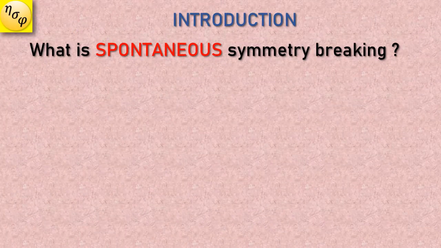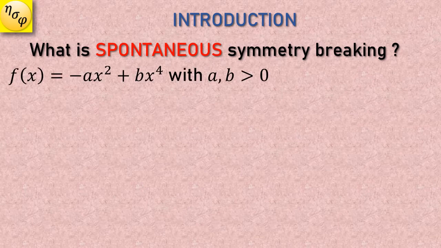So, what is spontaneous symmetry breaking? Let me illustrate with an example. Let us use f(x) equals negative a x squared plus b x to the power of 4, with a and b positive numbers. And for the real example, let us set a and b to 6 and 3.